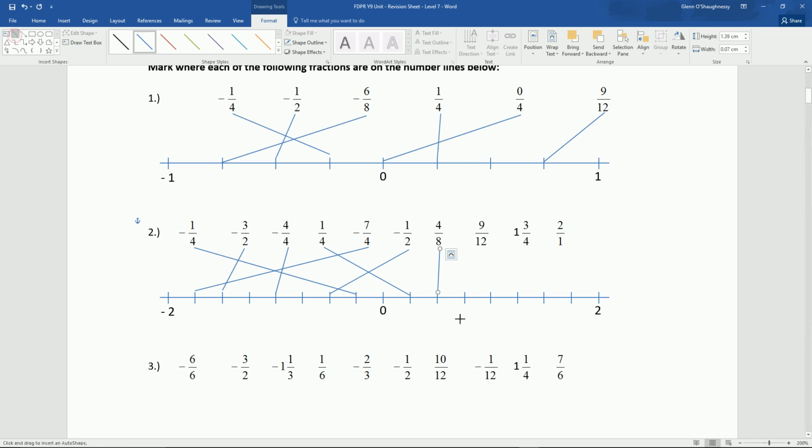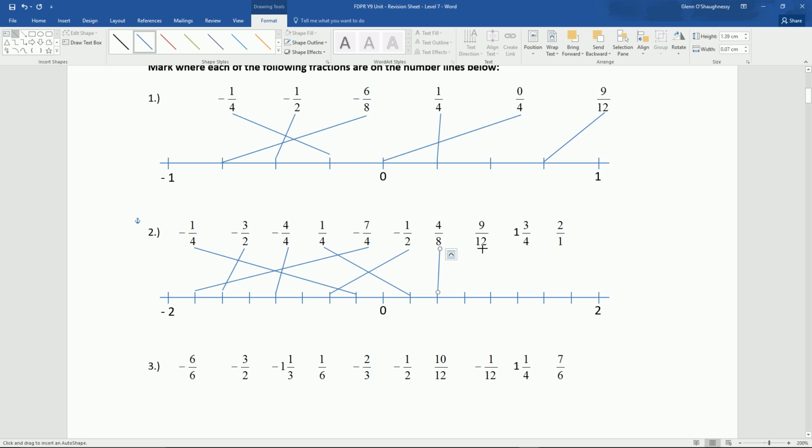9/12. All right, so again, I'm in quarters with my markings. So 9/12, I want to change that into a fraction over 4. I'm going to have to divide both the top and the bottom number by 3.